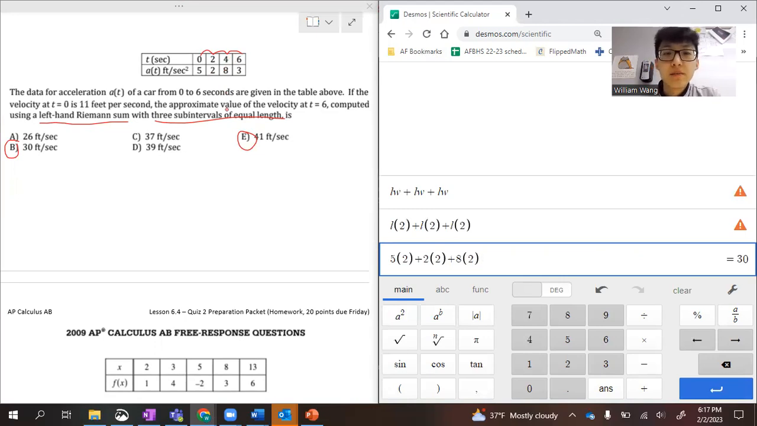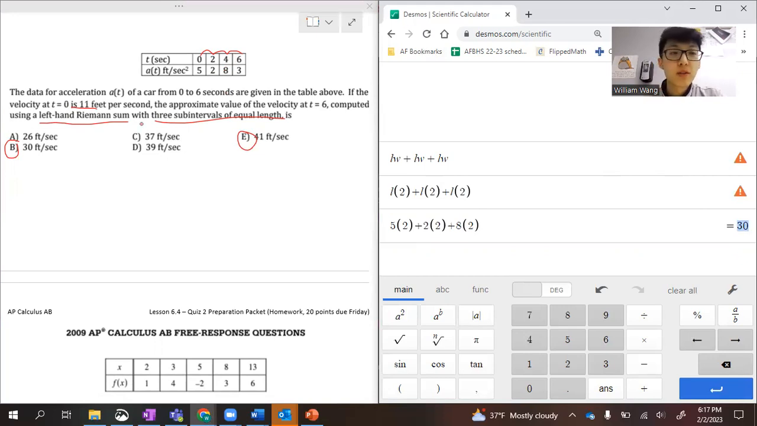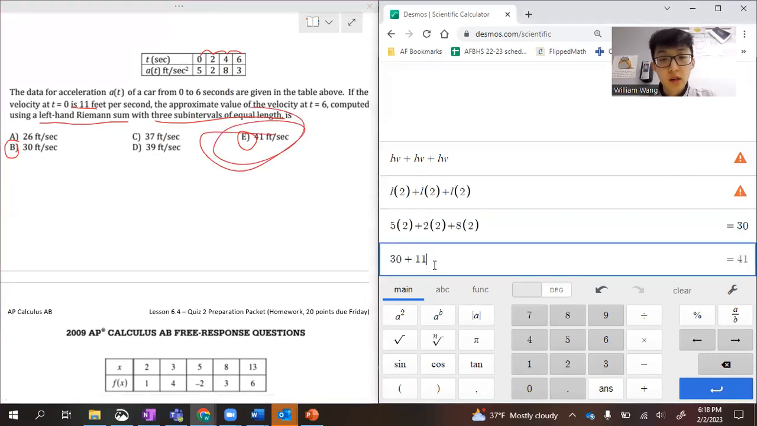However, I said to be sort of careful with this one. I wouldn't expect you all to get this because my velocity starts off at 11 feet per second. So my velocity increases by 30, but it also starts off at 11. So my final answer choice is actually going to be E because 30 plus 11 is equal to 41. All right, hopefully that makes sense.